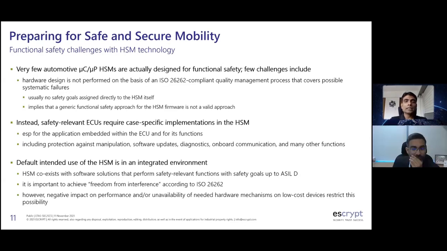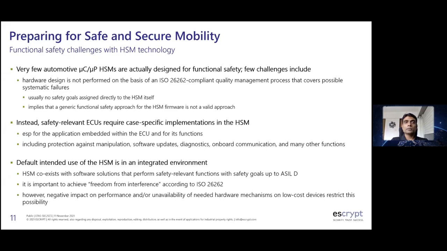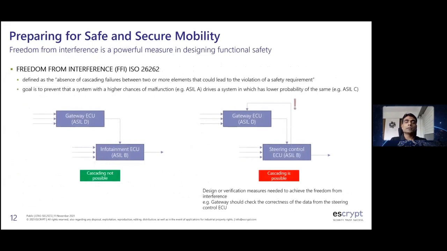Now, what does that mean? For any application that is using an HSM, let's say the ECU is ASIL D, it might need a use case specific safety compliant HSM also. Now, this makes it all the more complicated because HSMs will be functioning in ECUs which are integrated in several ECU environments. So some ECUs would be ASIL D, some ECUs might be ASIL C, or ASIL A for that matter. What it leads to is no freedom from interference.